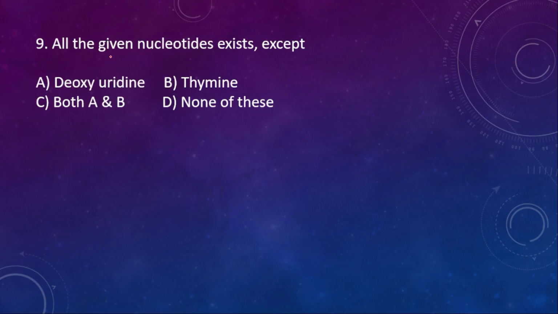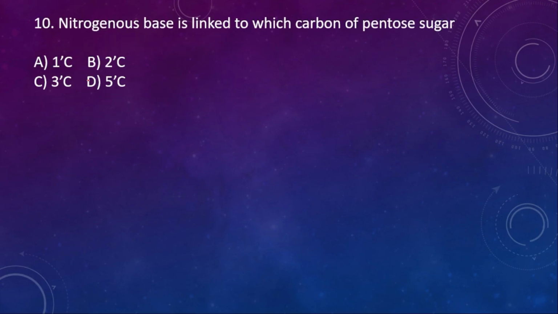Next, ninth one. All the given nucleotides exist except: A. deoxyuridine, B. thymine, C. both A and B, and D. none of this. Here the right option is D, none of this, because these all are the nucleotides. Tenth one. Nitrogenous base is linked to which carbon of pentose sugar? Carbon 1, carbon 2, carbon 3, and then carbon 5. Here the right option is option A, that is first carbon.